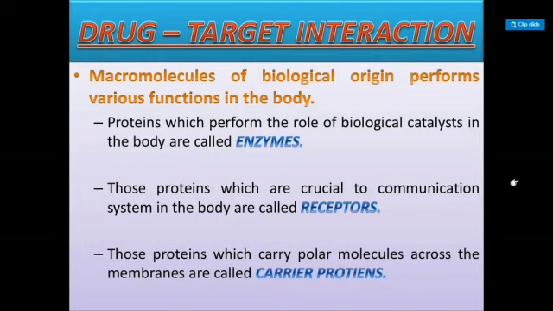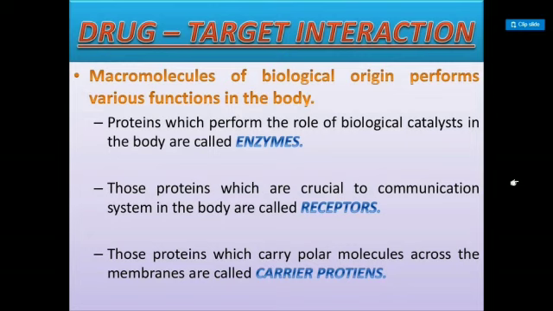Now, drug-target interaction: how a drug works or acts. Macromolecules of biological origin, macromolecules meaning larger size molecules, perform various functions in the body. For example, proteins which perform the role of biological catalysts in the body are called enzymes. Catalyst means what? The substances or compounds which work in a chemical reaction to increase the rate of the chemical reaction.